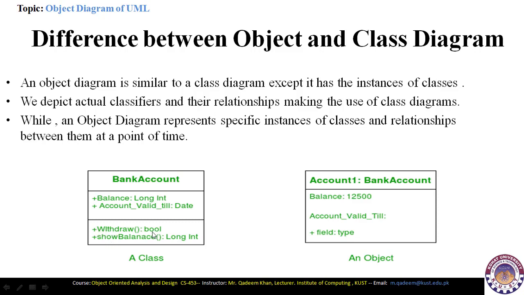Withdraw returns a bool value, and show balance returns a long integer value. This is a class, while this one is the object. You can see it is the bank account class, and account 1 is the object which is instantiated from the bank account.